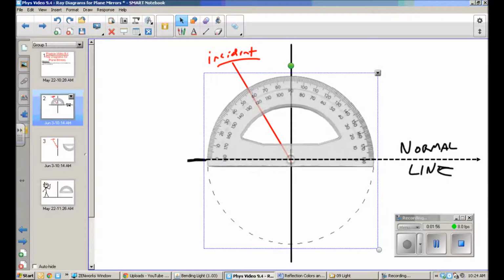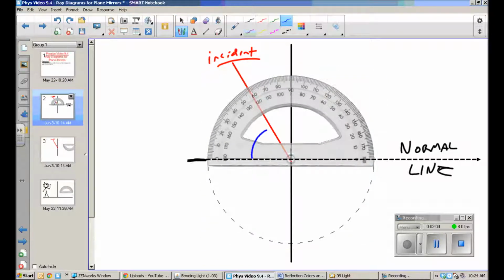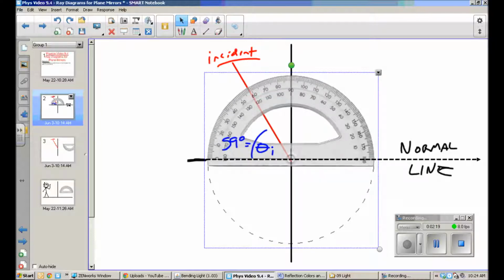get this guy in place. So it looks like my angle of incidence, this angle here, is about 10, 20, 30, 40, 50, it's not quite up to 60, so let's call it 59 degrees. So that's my angle of incidence. Okay? So what that means then is my angle of reflection also needs to be 59 degrees.